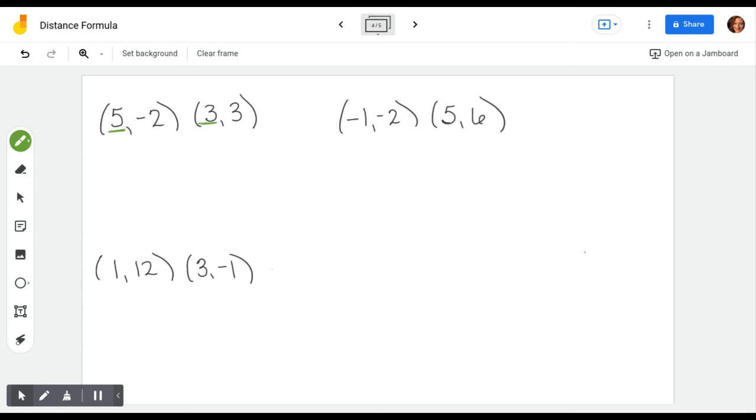To get from 5 to 3, that's 2 moves. It doesn't matter what way we're moving, we're just moving. To get from -2 to 3, excuse me, that's 5 moves. Square it, add them together. So that's 4 plus 25. Add them together, that's 29. That would be my c squared. And now I need to do the square root. That's going to be a little bit over 5 because the square root of 25 would be 5. So that gives me about 5.4.